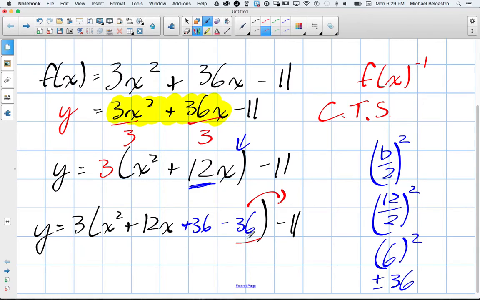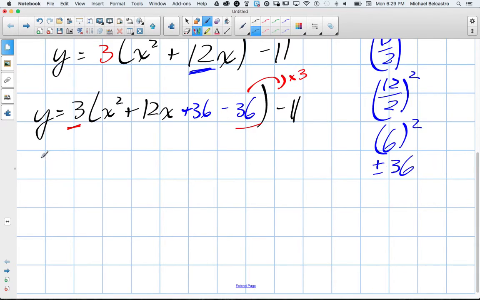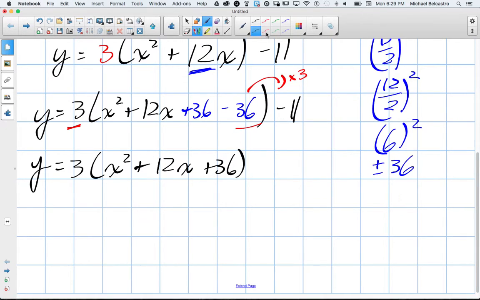The problem is when you take out the negative 1, you have to multiply by the coefficient at the front. So because it's a 3 in this case, we're multiplying by that value of 3. So we're going to get y is equal to 3x squared plus 12x plus 36. And then 3 times negative 36 is going to give us negative 108.